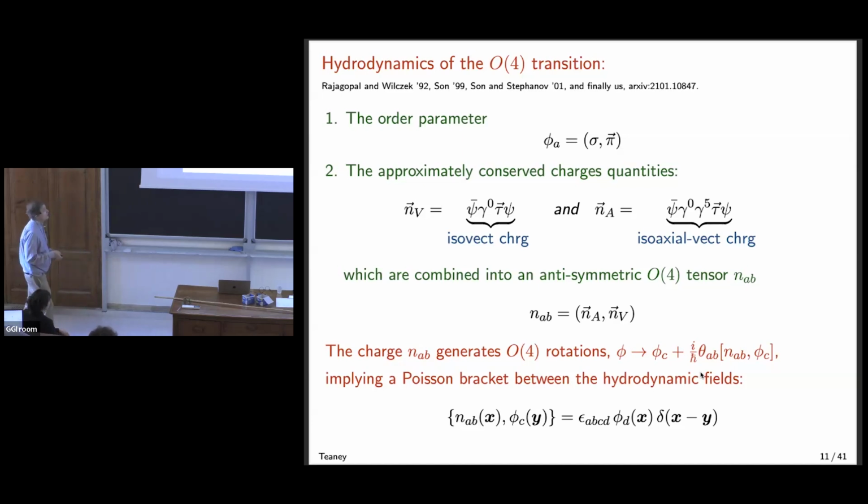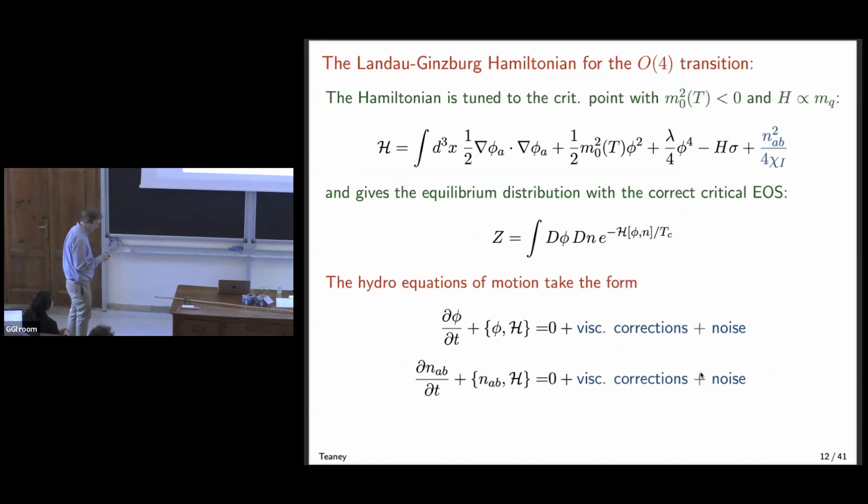If you then want to write down the hydrodynamic description, you would start with the free energy that you had before, with these O4 fields, and you would add to it, as a Gaussian field, the conserved charges. This chi_I is the isospin susceptibility. That doesn't change the thermodynamics in the slightest. The distribution function is the same as before; it's just some Gaussian variables.